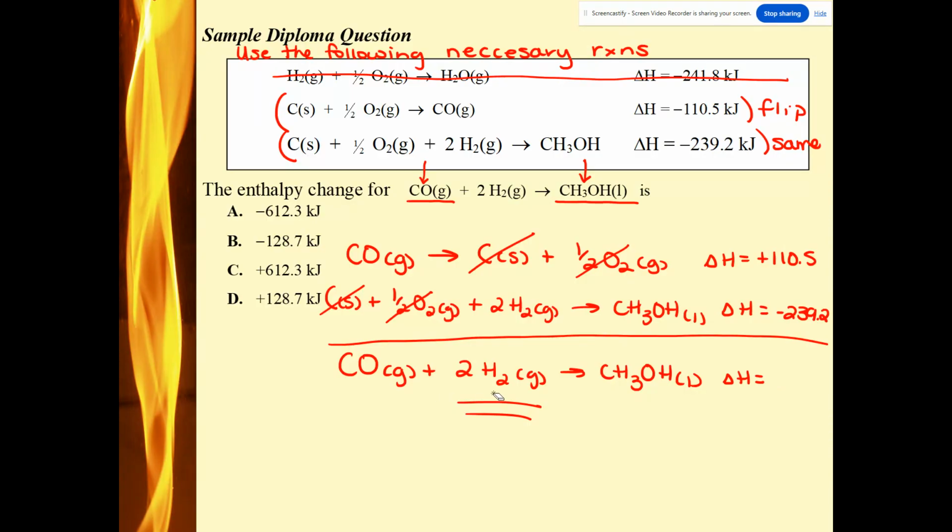okay? Now, sometimes I've had students ask me, can you do more than 1 manipulation to an equation? And yes, you can. You can flip and multiply or divide. Remember, you can also divide. None of these examples had that, but you can also divide. So 110.5 plus negative 239.2 gives us an answer of negative 128.7 kilojoules, and that would be answer B.